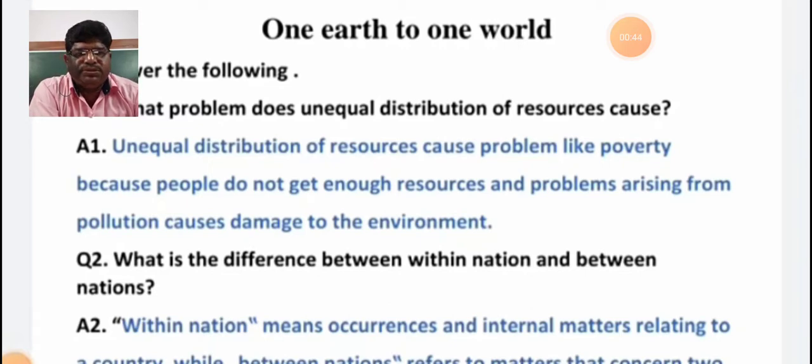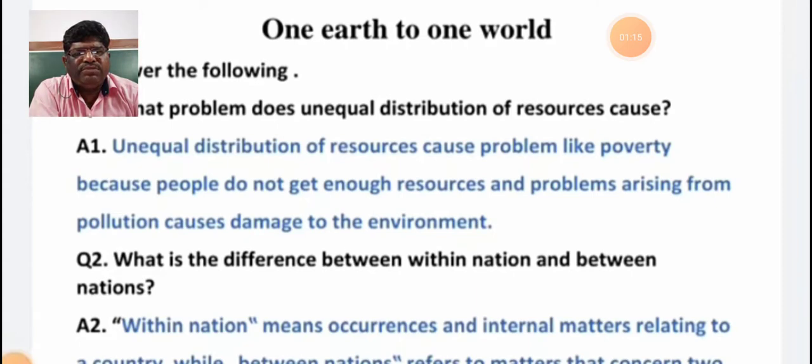Question 1 begins like this. What problem does unequal distribution of resources cause? Unequal distribution of resources causes problems like poverty, because people do not get enough resources, and problems arising from pollution cause damage to the environment.